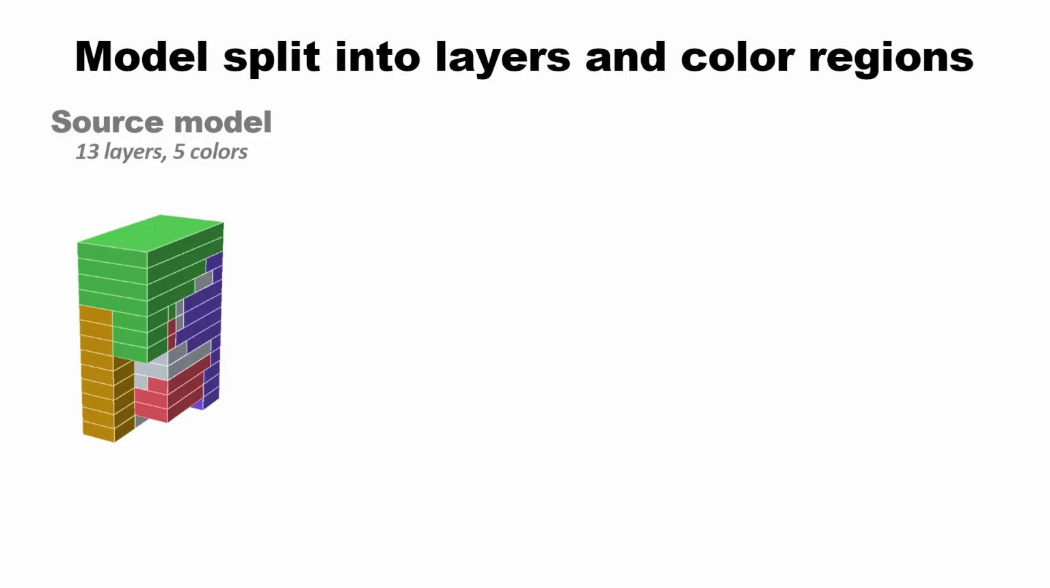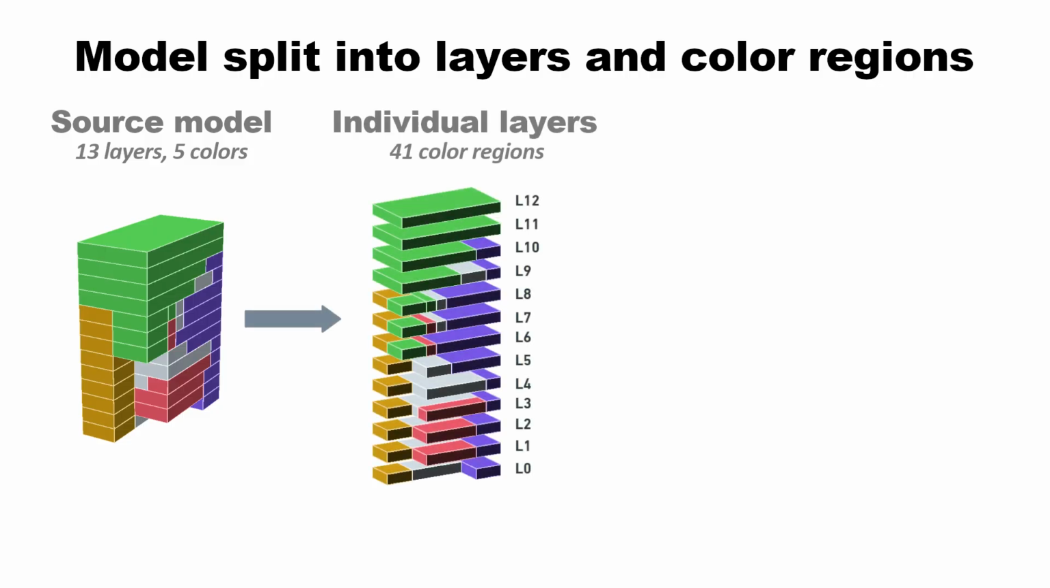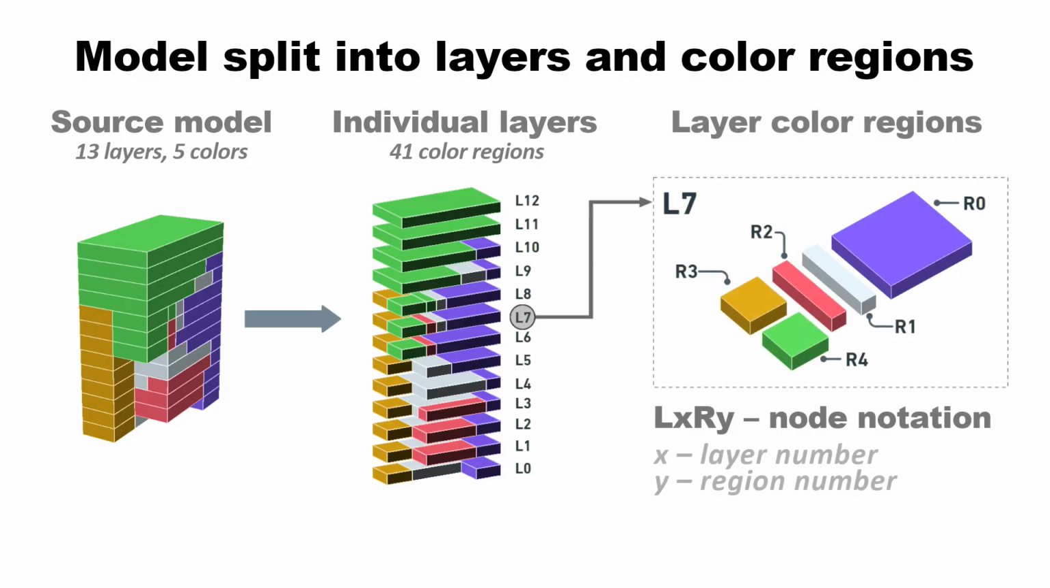Upon initial slicing, we take into account the height of the layers, which is important because the nozzle size determines the thickness of these color areas. So our model consists of 13 layers and 5 colors. This information is needed to transform the model into a set of layers, each of which is then segmented into separate color regions. This leads us to a node notation, where each color region will be represented as an individual node in the future graph.